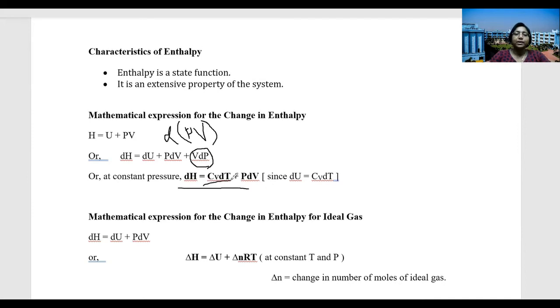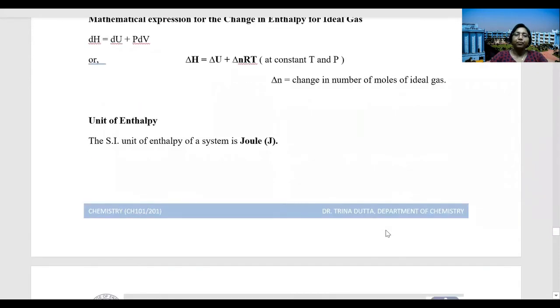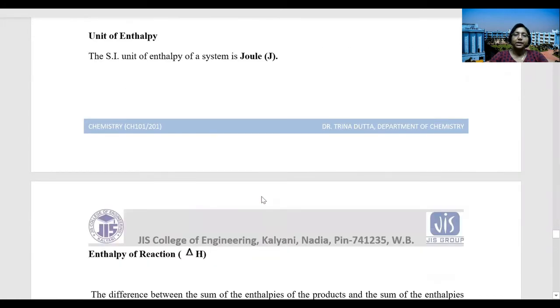How are we getting CV dT? Because we know that dU is equal to CV dT, which we got earlier. So the mathematical expression for change in enthalpy for an ideal gas is dH is equal to dU plus PdV. So you have learned the definition of enthalpy and its expression, and the unit of enthalpy is the Joule in the SI system.